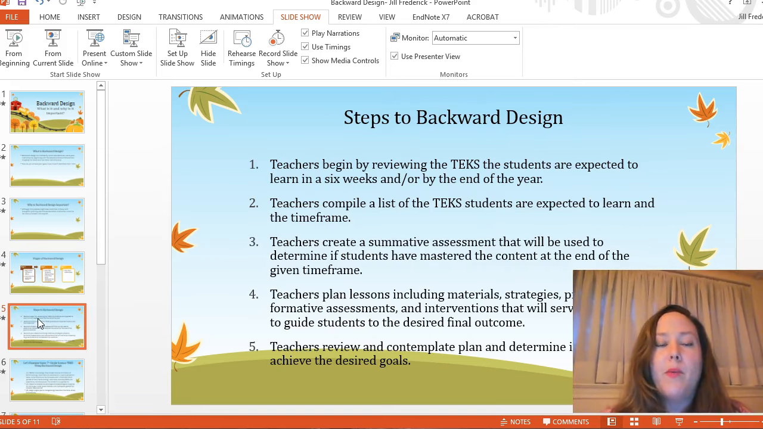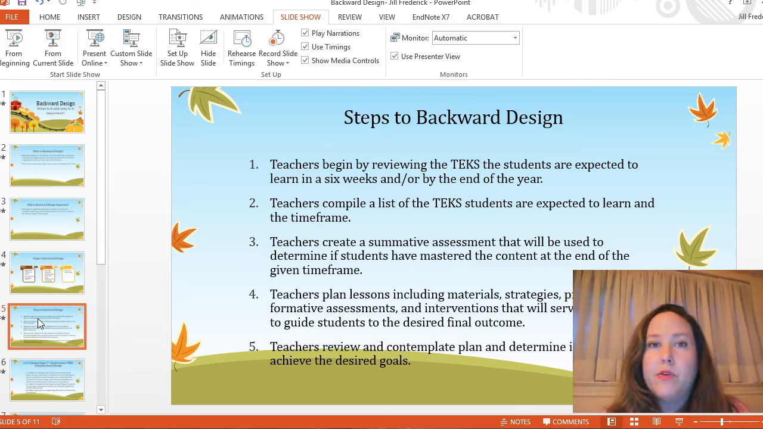Let's look at the steps one by one to backward design. So number one, teachers begin by reviewing the TEKS the students are expected to learn in the 6 weeks and/or by the end of the year. So oftentimes when we meet in our PLCs, we're going to be looking at the 6 weeks worth of TEKS and also an even larger view, as in the whole year, for vertical teaming and planning to know that we've fulfilled all the TEKS that are mandated by the state so that kids will be prepared to move on to the next grade, and we're not going to skip any of those or say that we didn't have enough time to cover all of them.